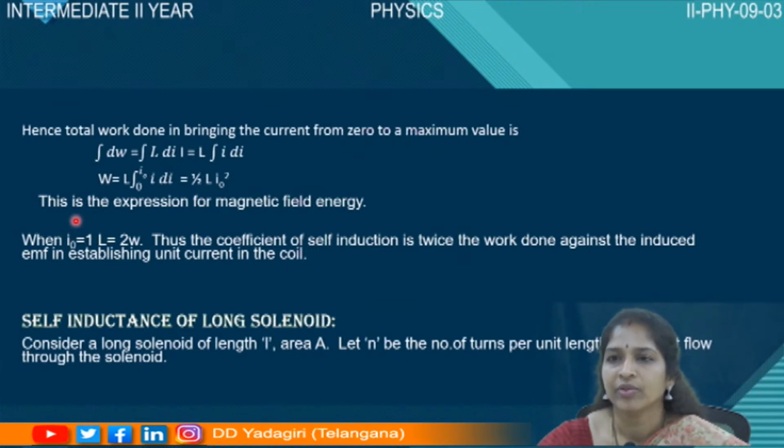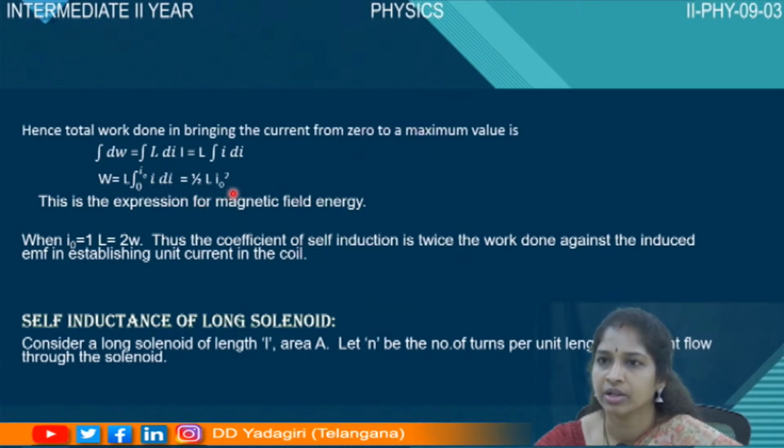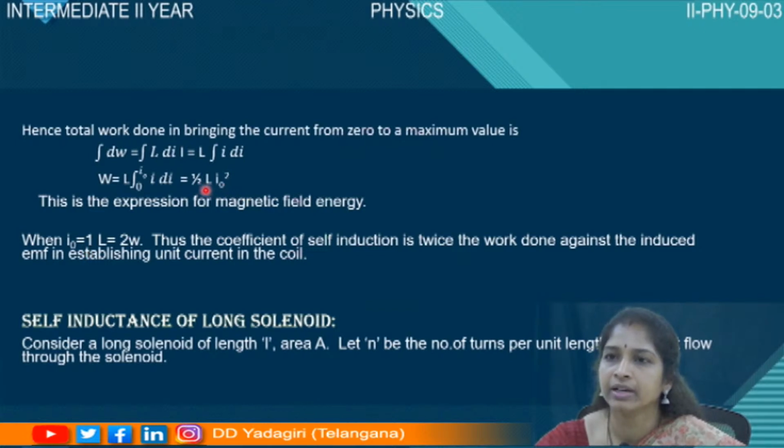So here we got one expression, that is W equals to half L I naught square. From this equation also we can define the coefficient of self-induction. In order to define it, consider this I naught as 1 ampere. What is I naught? The maximum current, the current that is increased from 0 to I naught. So consider it as 1 ampere. If I take I naught as 1 ampere, we get L as 2W.